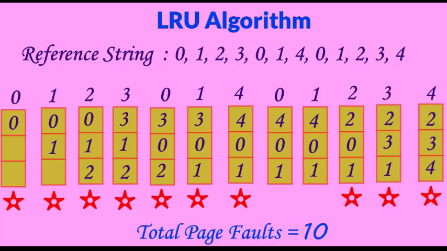So in all, as we see, there are 10 page faults in this particular scheme. So this is how the least recently used algorithm works.